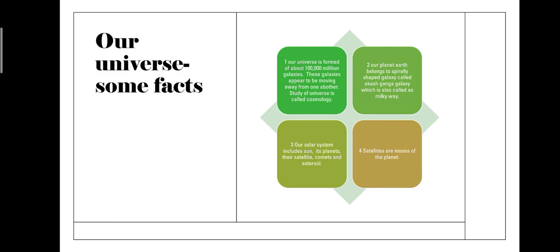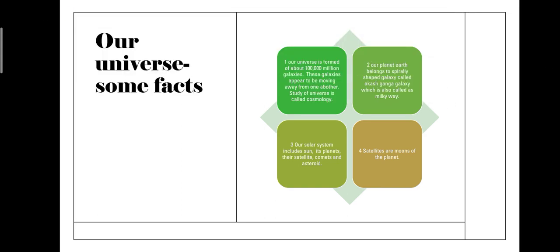Our solar system includes Sun, its planets, their satellites, comets and asteroids. It is formed of 8 planets named Earth, Mercury, Venus, Mars, Jupiter, Saturn, Uranus and Neptune. The planets rotate on their axes and also revolve around the sun in elliptic orbits. Each planet has its own speed, for example, 29.6 km per second for Earth and 48 km per second for Mercury. And the sun lies in the center of our solar system.